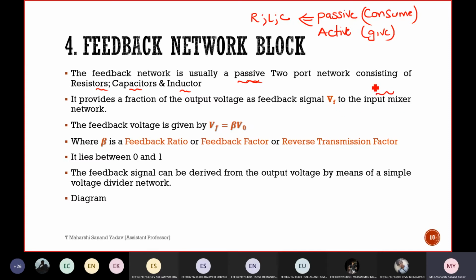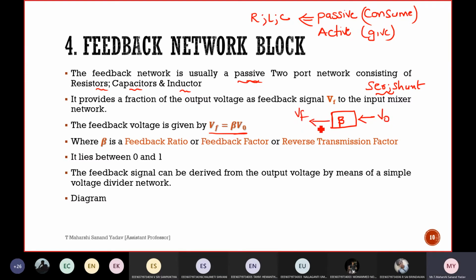Next, it provides a fraction of the output voltage as feedback signal VF to the input mixer. Here the input mixer can be anything. It can be either series or else it can be shunt. Next, how I got this one? Just now I told you. If this is feedback network beta, I'm getting this input from the output side. So this is V out.